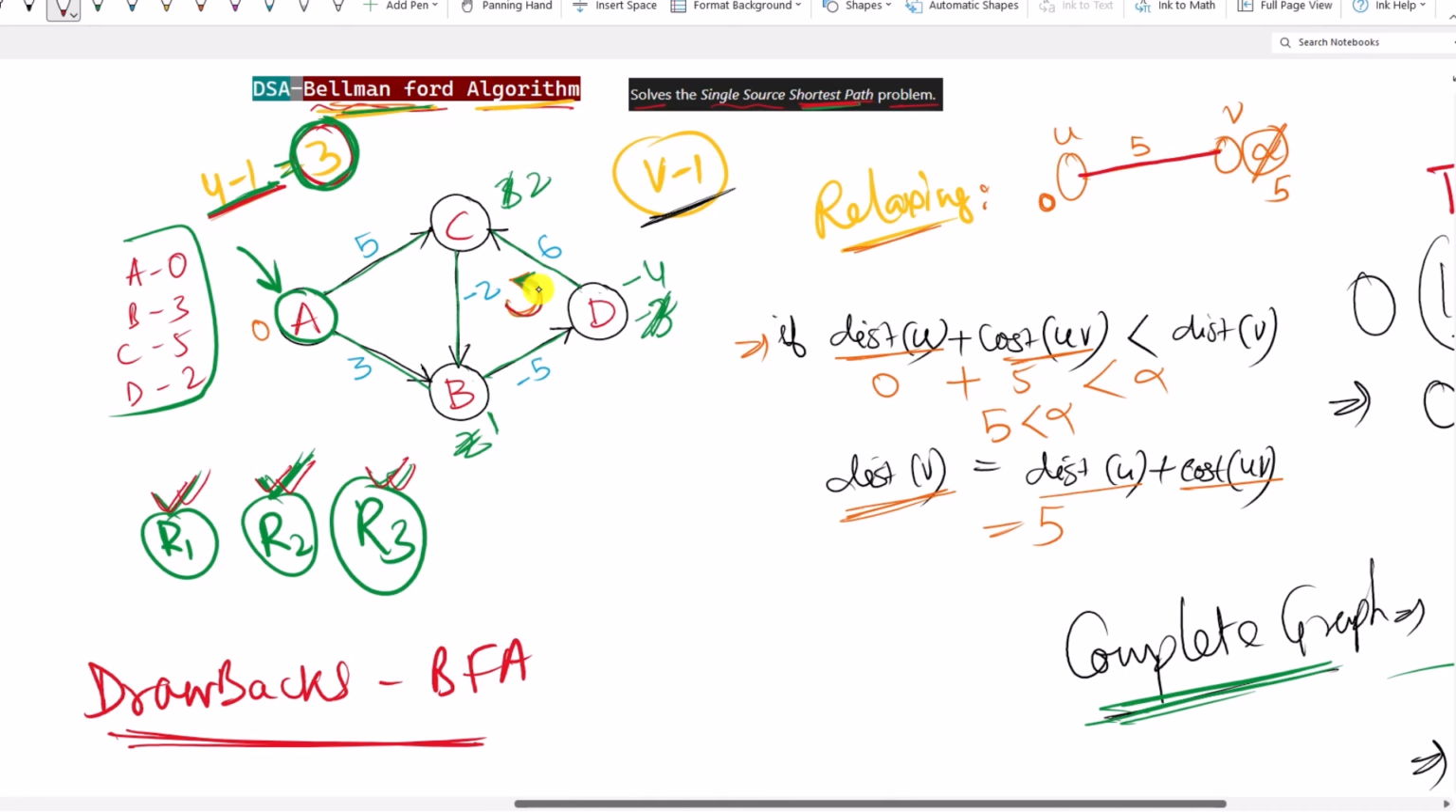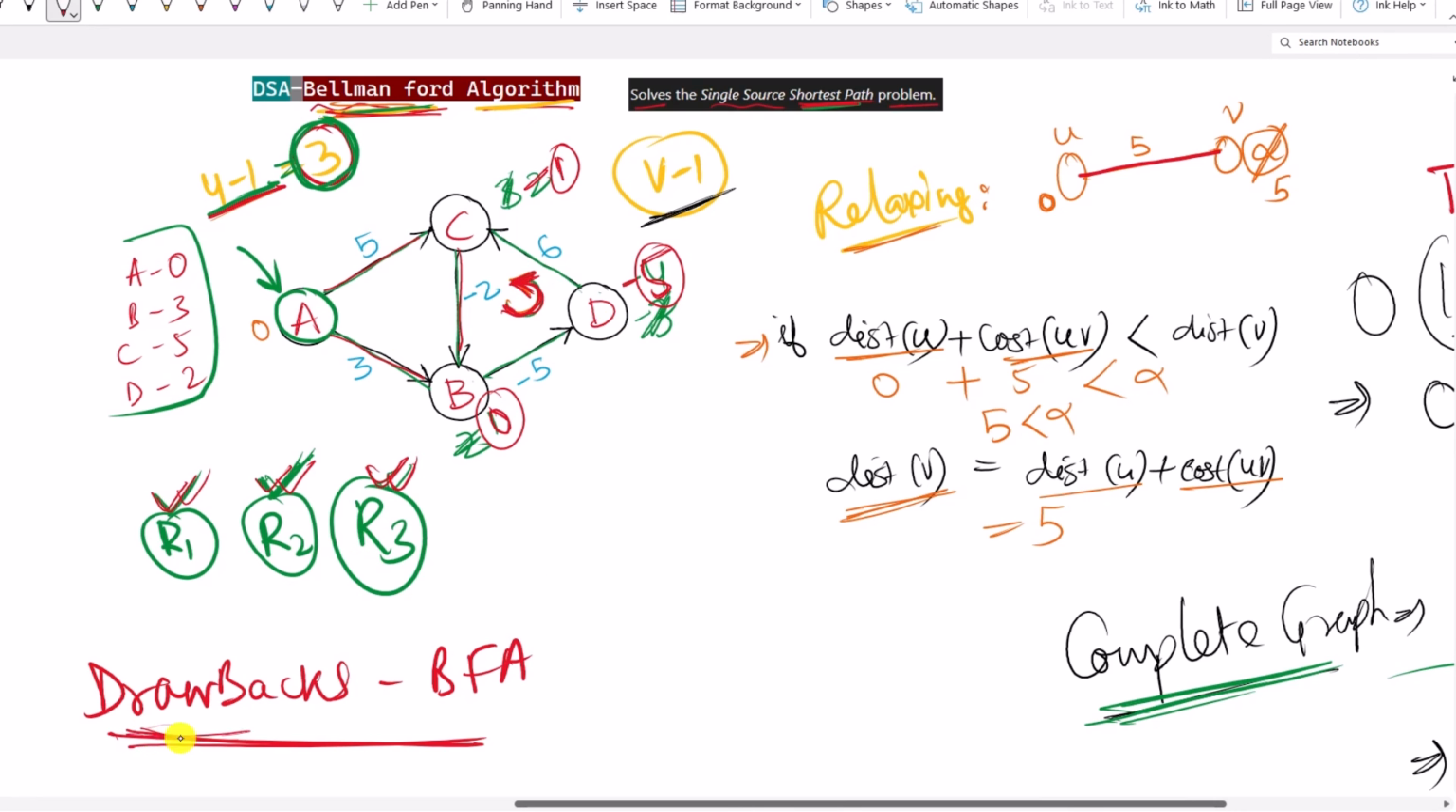But because we have the negative weight cycle, these distances will keep on decreasing in every relaxation. As an example, if we try this again, here 0 plus 5, so 2 is better. 0 plus 3, 1 is better. Now here 2 minus 2, it will be updated to 0. So again these are changing. Here 0 minus 5, so this will again be changed to minus 5. Here minus 5 plus 6, so this will be updated to 1. Because we have the negative weight cycle, these distances will keep on decreasing and the Bellman-Ford algorithm will not work in this case.